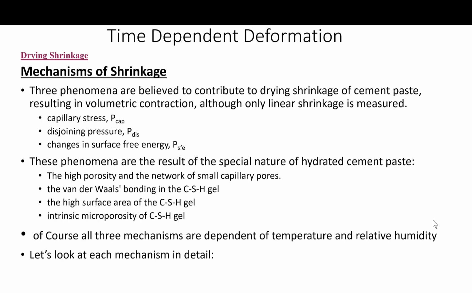So let's look at the mechanisms of shrinkage, mostly the reversible shrinkage. Three phenomena are believed to contribute to bulk shrinkage of cement paste, which are the capillary stress, denoted as P sub cap, the disjoining pressure, just P sub this right here, and the changes in surface free energy, P sub SFE.